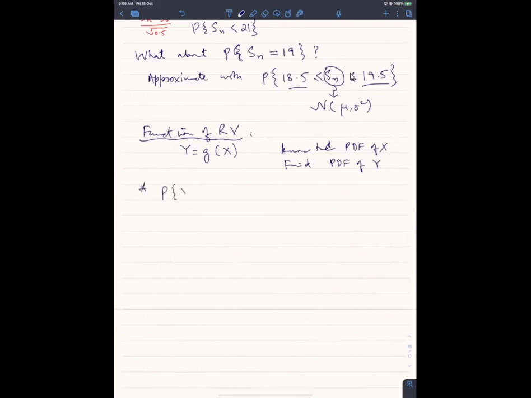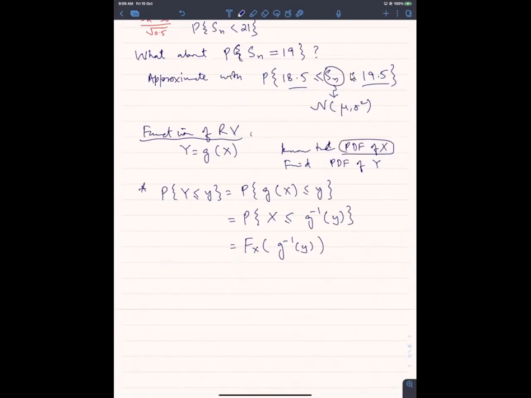कैसे होगा? Probability y less than equal to y is equal to the probability g of x less than equal to y, which is equal to the probability that x is less than equal to g inverse of y, which is the CDF of x. This is equal to fx of g inverse of y. और fx of g inverse y कहां से आएगा? जो x का PDF है उससे आ जाएगा. x के PDF को इंटीग्रेट करेंगे तो वहां से आपका ये x का CDF आ जाएगा, फिर आप उसको इवैल्यूएट कर सकते हैं.